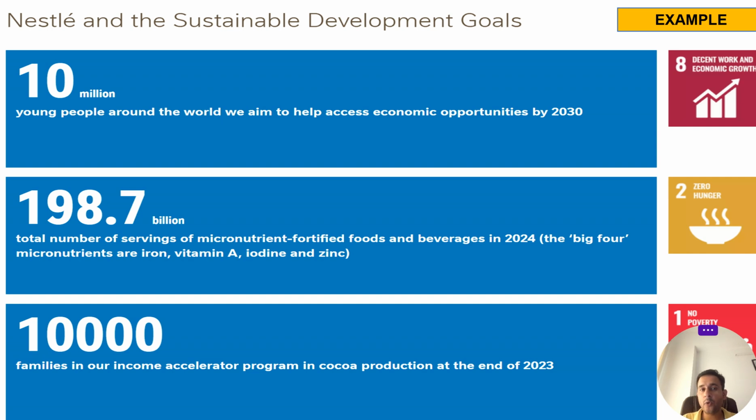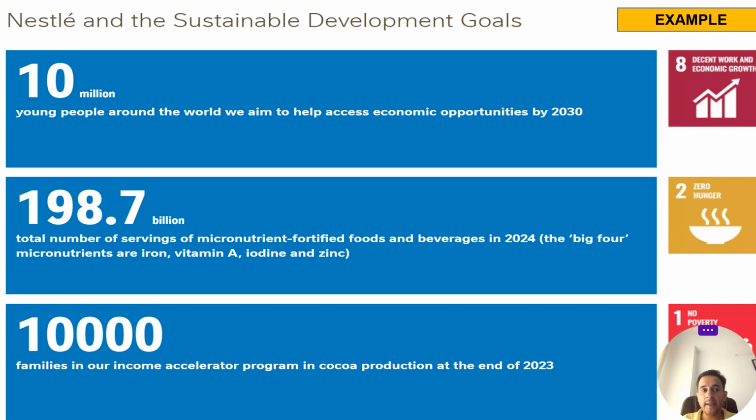In the next video we will discuss the mapping of sustainable development goals. But before ending this video, I would want to leave you with one example. This I've taken from Nestle's SDG report. This is showing how Nestle is mapping its activities, its achievements, its performance, its projects or initiatives with the SDGs. If you read the first sentence: 10 million young people around the world, we aim to help access economic opportunities by 2030.